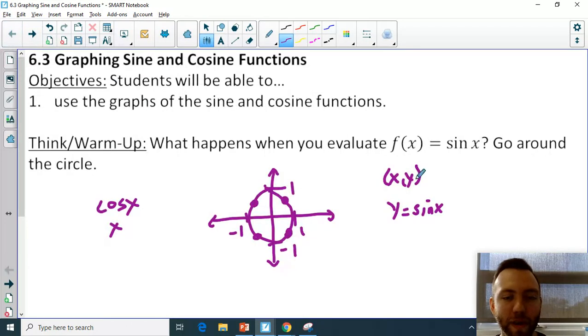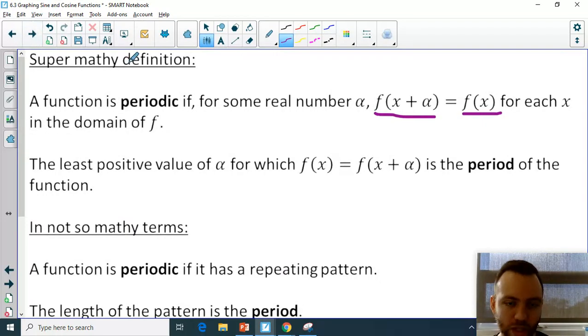And we can kind of think about that with sine and cosine and angles, right? Every time we add 2 pi, we're back to where we started, no matter where we're at. If we're here, if we add 2 pi, it looks the same. If we're here, add 2 pi, it looks the same. Or 360 degrees, right? And then the least positive value for alpha for which this is true, where it looks like a pattern, is the period of the function. And so that's just the length of the pattern, which is considered the period of the function.